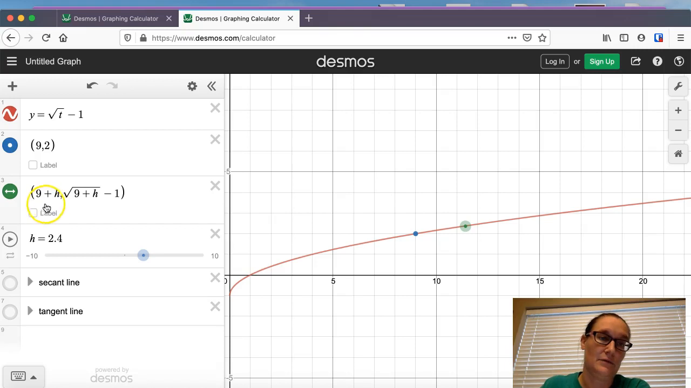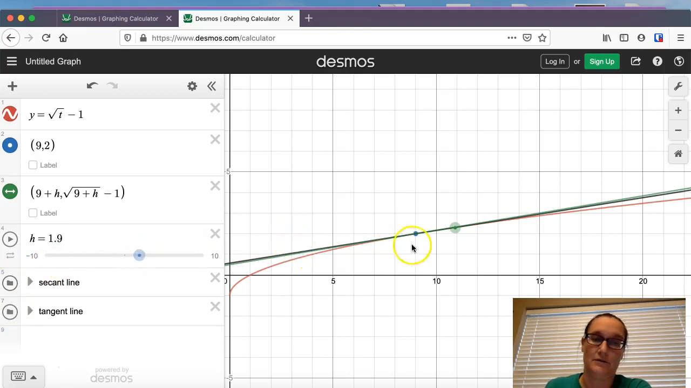All right, so 9 plus h and then f of 9 plus h is what this is. All right, we plug in the 9 plus h for t. So we're going to take our original point and we're just going to go a little bit away from it. The further away you go, the worse the approximation if you were not taking the limit of it. So this one, the function just happens to be flat enough that you can't see that it's really off.